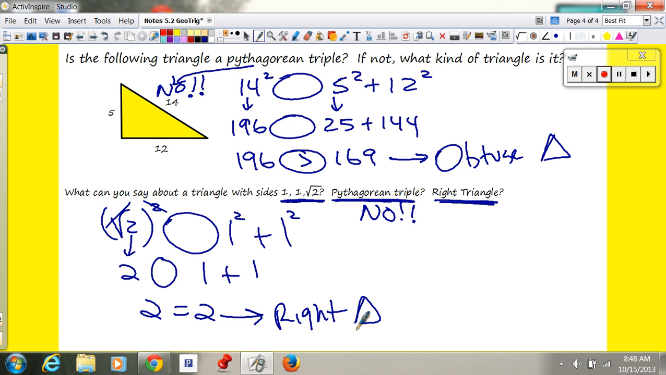So now you know the Pythagorean theorem: a squared plus b squared equals c squared. You've got a right triangle. And now you can see if it's obtuse or acute just by looking at the Pythagorean theorem.